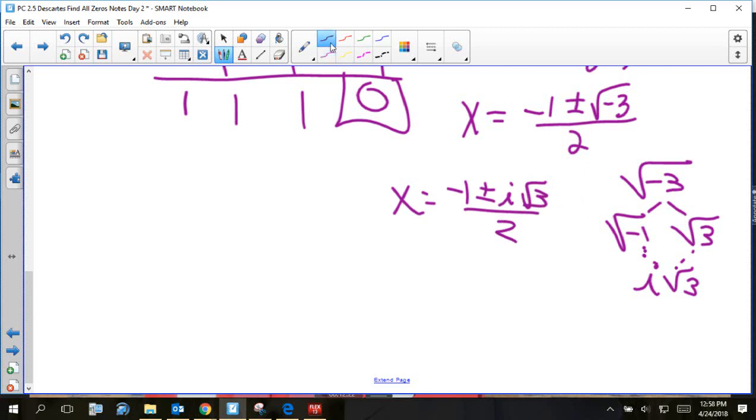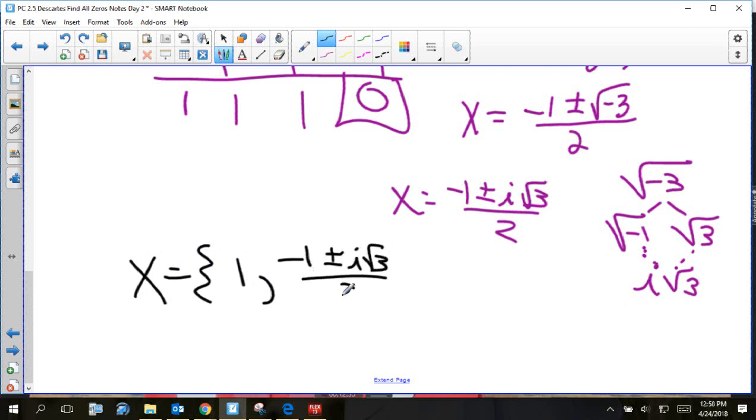And then all I'm asking you to do for this assignment is write the zeros. So when we write zeros, we list them with x equals. We did other things on the other assignment, but I'm not going to make you do that every single night. On the test, you'll do everything.